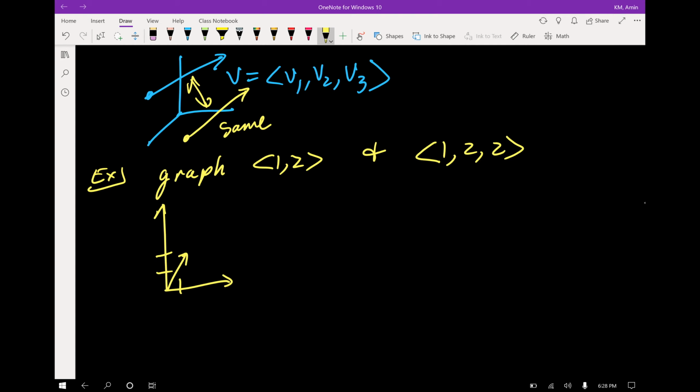That's the first vector. Pretty easy. Is this 1, 1, 2, 1, 2? Let's make that. It comes out like that. That's this other vector.